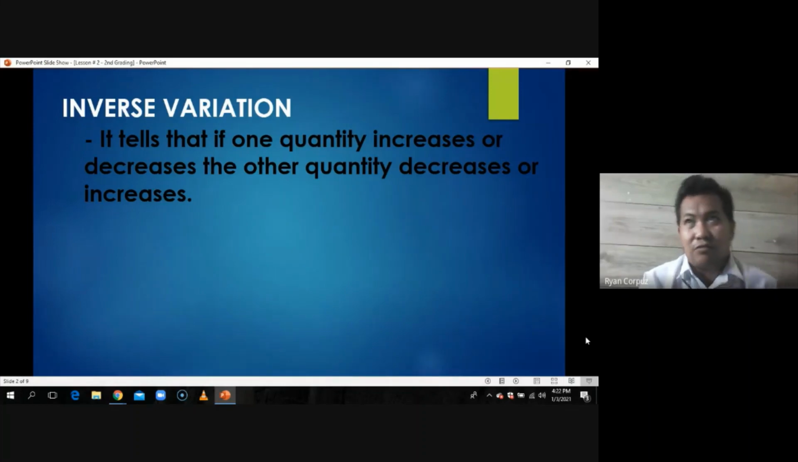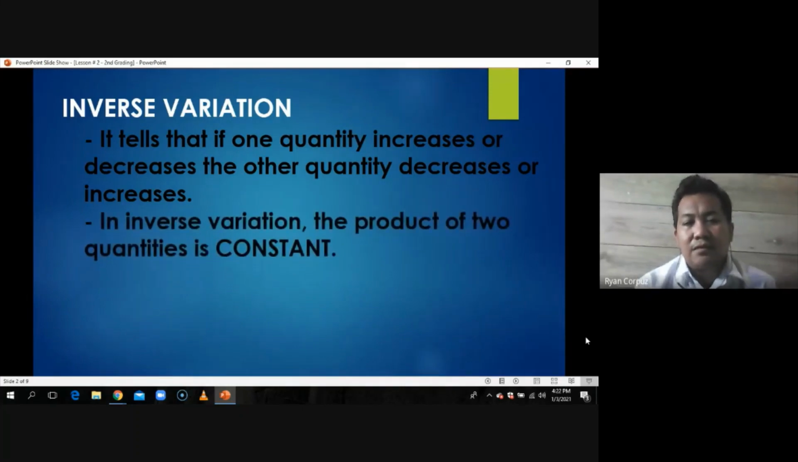So, ganun natin siya ina-apply into real life. Kaya nga diba sabi, one of the useful ideas in mathematics daw yung variation, kasi every day of our life, nagagamit natin siya. Maaaring hindi natin nalalaman, pero nagagamit natin yung variation in our everyday life. So again, variation tells that if one quantity increases or decreases, the other quantity decreases or increases.